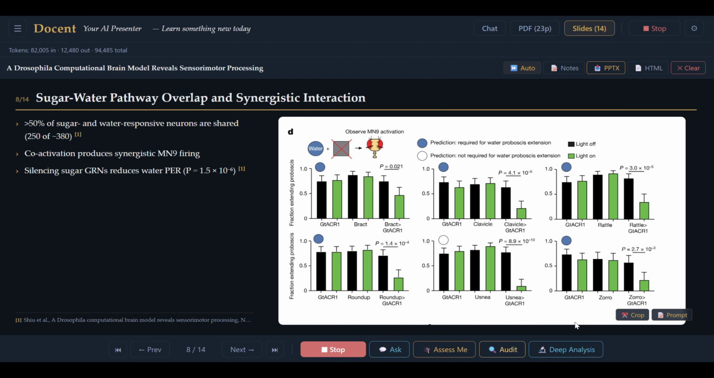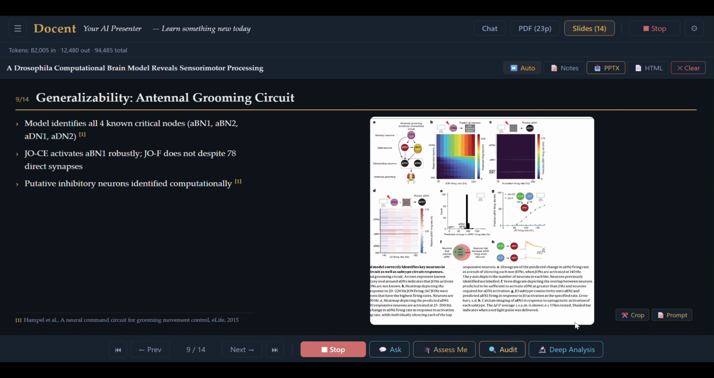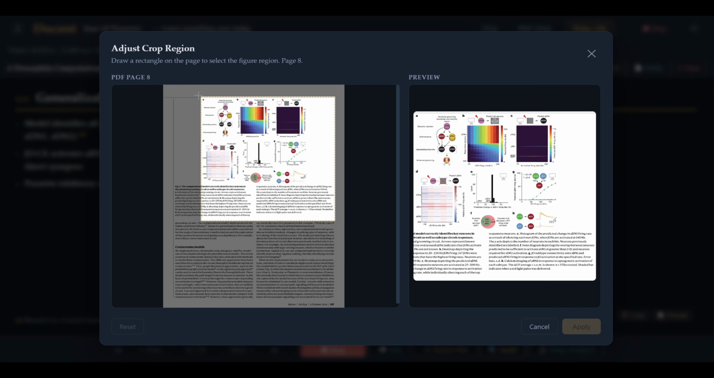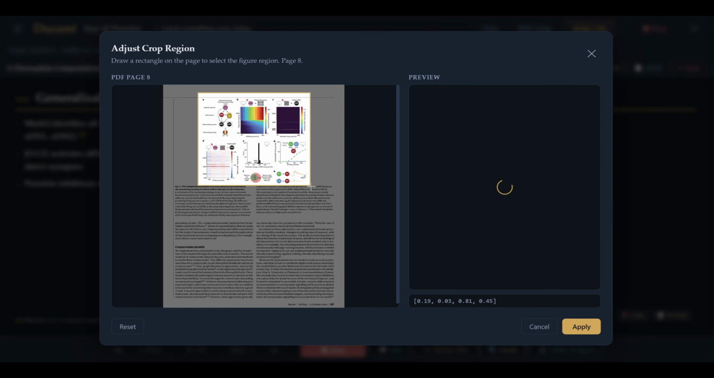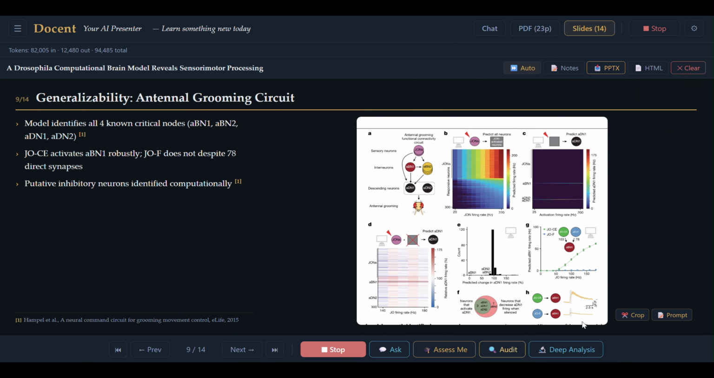the model's simplicity? To test generalizability beyond taste, the authors apply the same model to the antennal grooming circuit, a completely separate sensory motor system. Starting from 147 Johnston's organ neurons and asking which descending neurons are activated, the model correctly identifies all 4 known critical nodes. The most interesting result is the Johnston's organ subtype analysis.